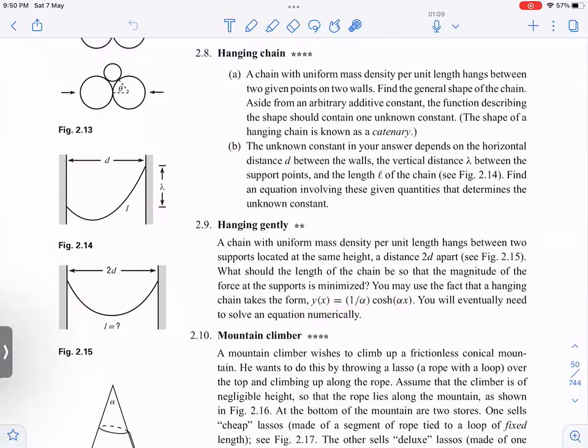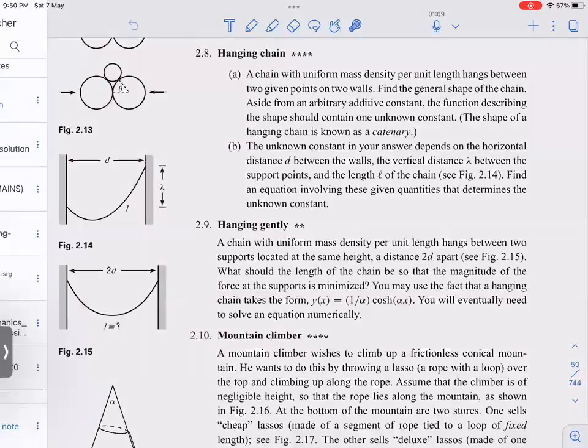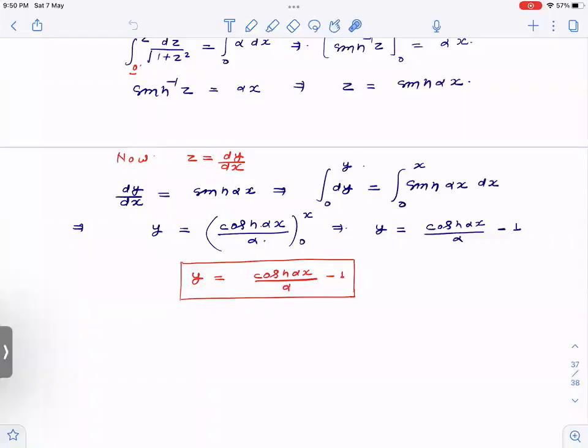So if you have understood, try these questions, and the solutions are also given. You can go through the solutions, and if you understand the solutions, you are going to learn a lot about the heavy rope topic. Fine, so I'm going back here now. So this was my analysis.